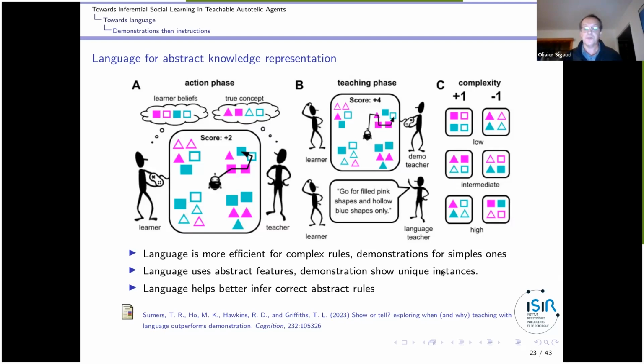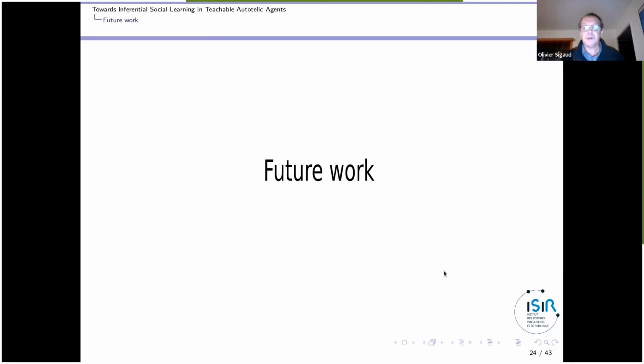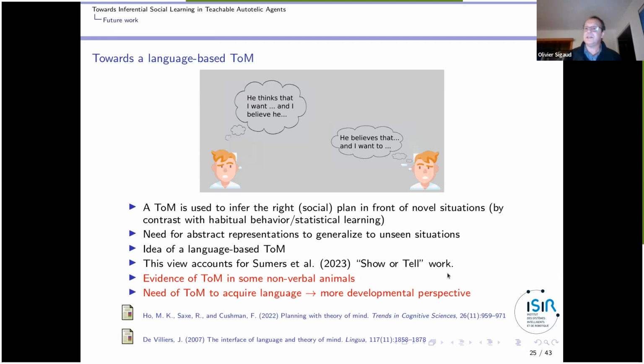So a few speculative remarks about this. Of course, we have seen a lot during these 2 days that there is a lot of excitement about large language models. And so we were interested in this idea that we could go further about the theory of mind by trying to design some language-based theory of mind. Actually, we were inspired by this paper where the authors show that a theory of mind is used essentially to infer the right plan in front of a novel situation, by contrast with using habitual behavior and statistical learning.